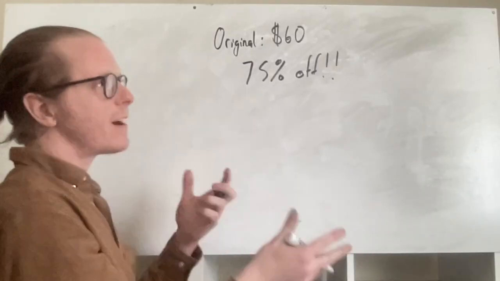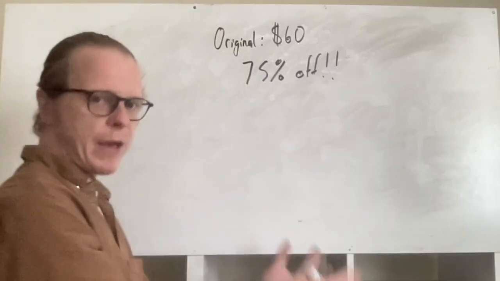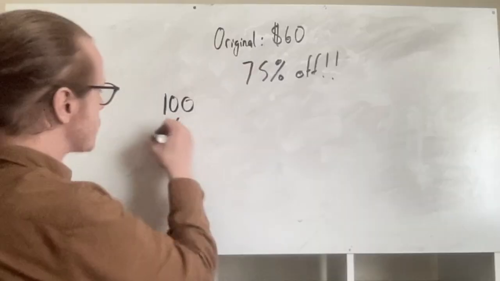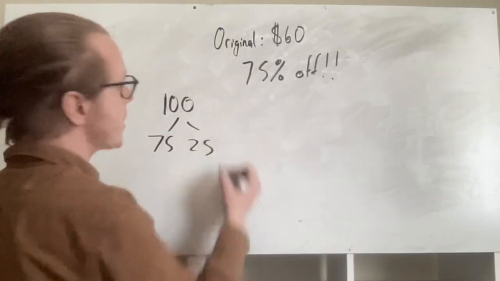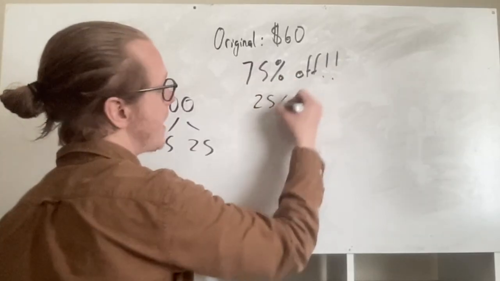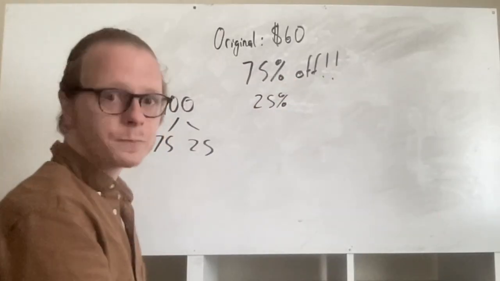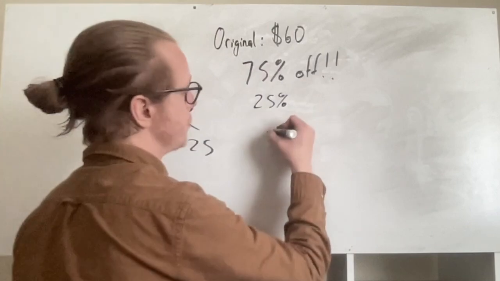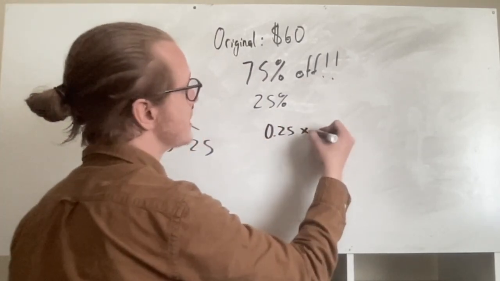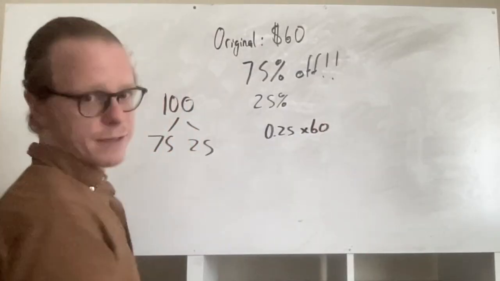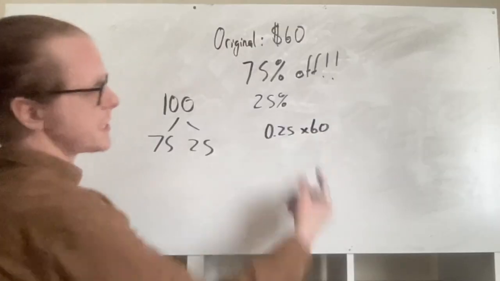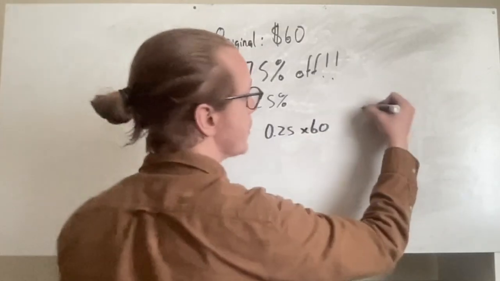Because that represents how much we're getting off, okay? But if we're getting 75% off, then what percent are we paying? Right? Remember, 100% represents our whole, so that's like a 75 and a 25. So another way to think about this is we pay 25% of the price. So I could do 0.25 times 60, right? 25% of 60, or we could set up a proportion.